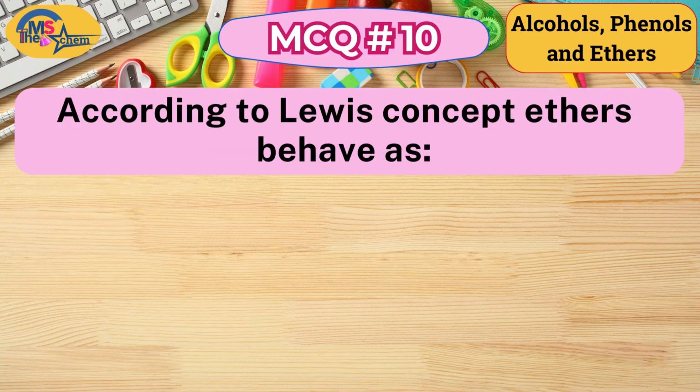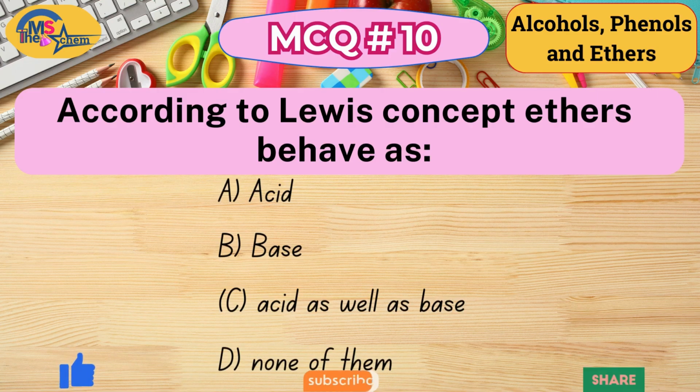And now question 10 is according to Lewis concepts, ether behaves as. Option A is acid, option B base, option C acid as well as base, and option D is none of them. The true answer to this question is option B, base.